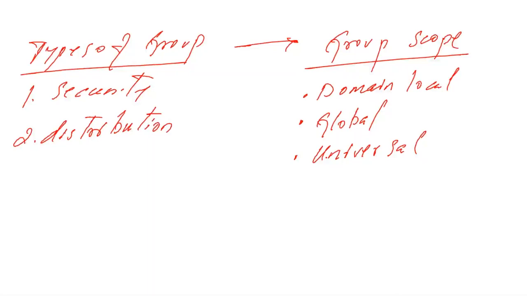By using universal, I can allow the user to access the resources from other network forest domains. So we have three options. Domain local means within the domain. Global means between multiple domains within the forest. Universal means between two different forest domains, the user can log in and access the resource. That is called universal. Any one option you can select.